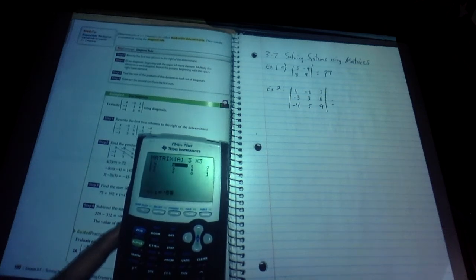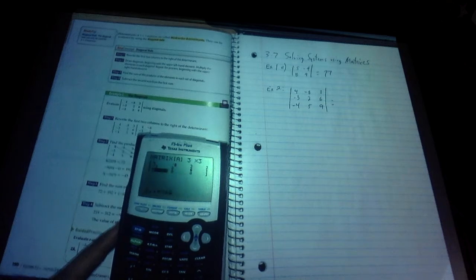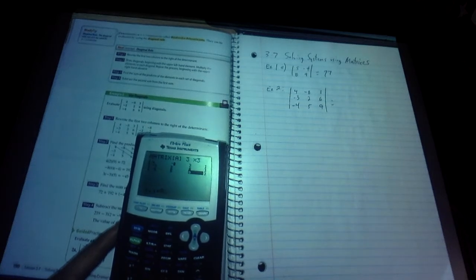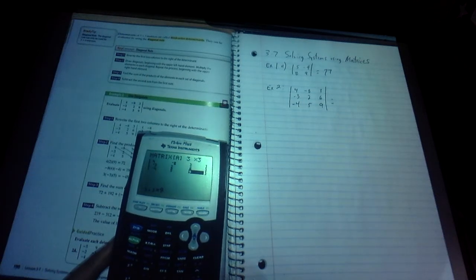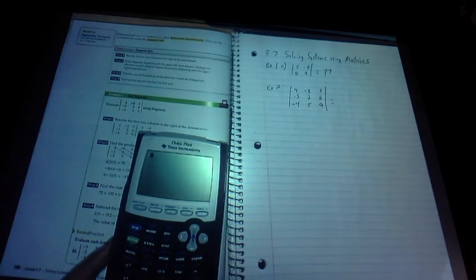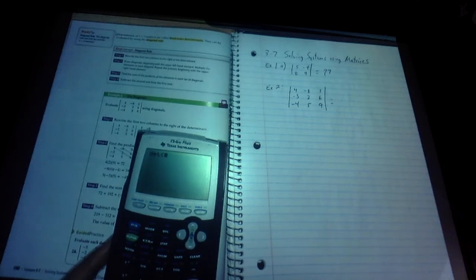4, -8, 3, -3, 2, 6, -4, 5, 9. Make sure you hit enter after that last one so that it inputs it in there. All right, there's our 3 by 3 matrix. I'm going to go to the home screen, so second quit. Go back into the matrix menu. Tell it, go to math, pull up the determinant, and then go back into the matrix menu and pick determinant A.